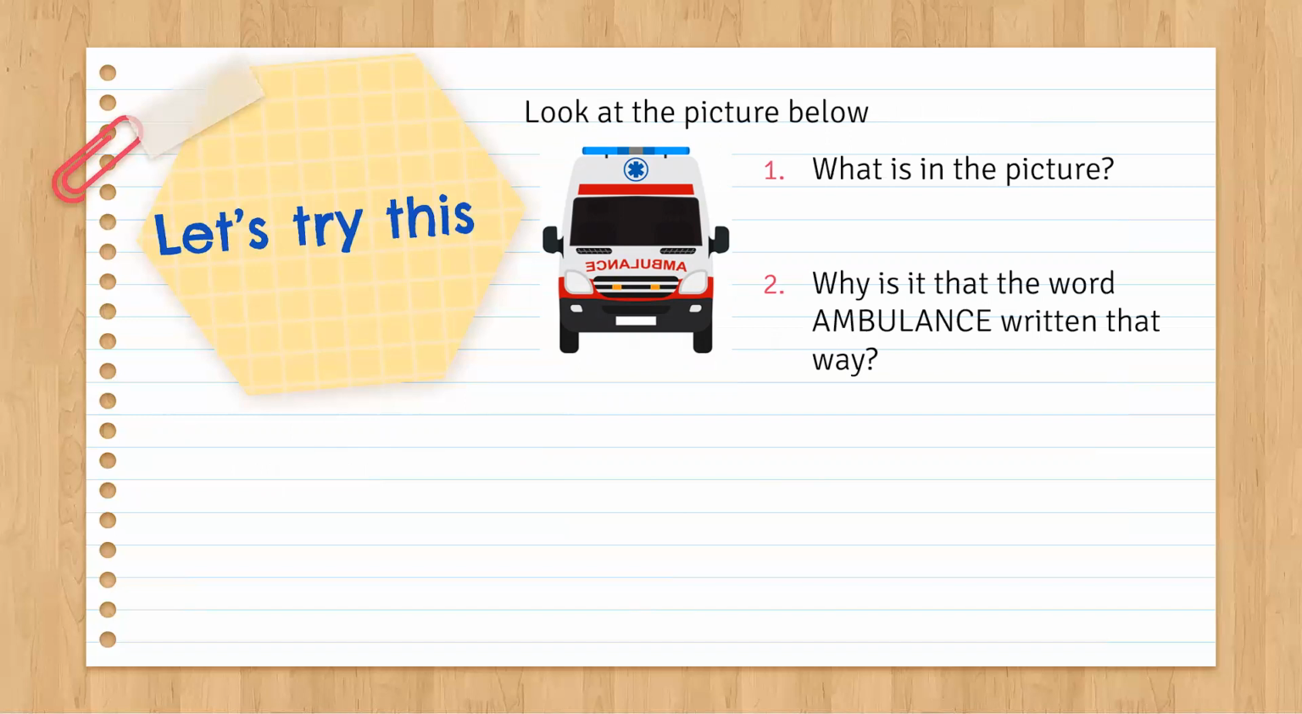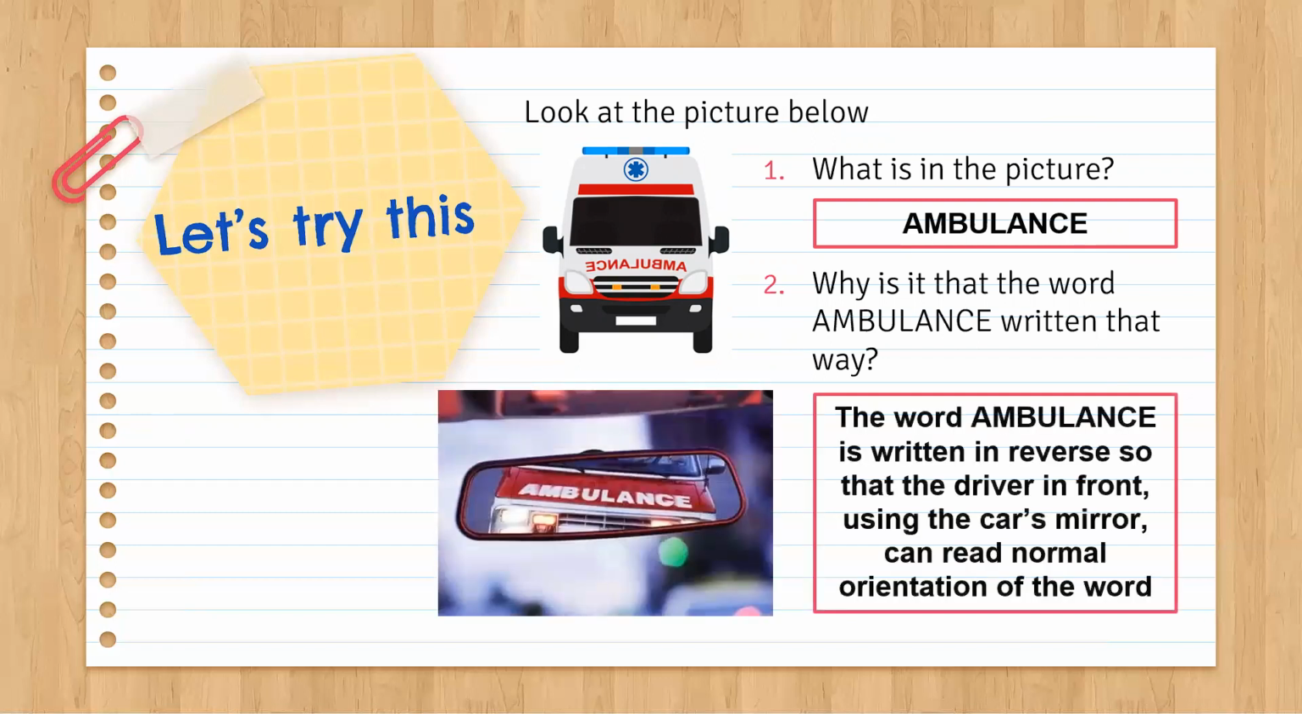Let's try answering it now. The picture shown is a picture of an ambulance. Now, why is it that the word ambulance is written in reverse order? The answer is the word ambulance is written in reverse so that the driver in front, using the car's mirror, can read the normal orientation of the word.